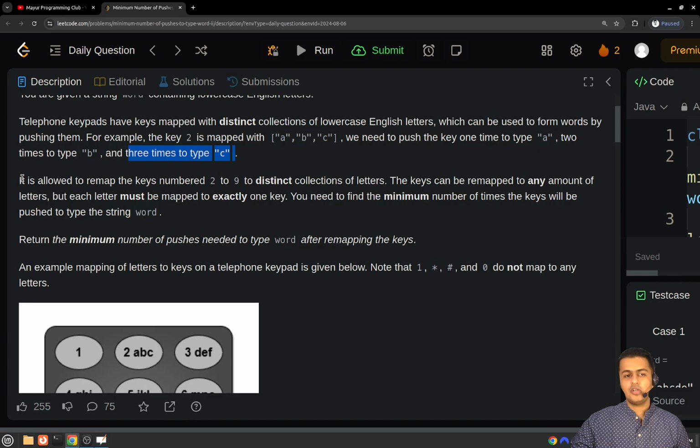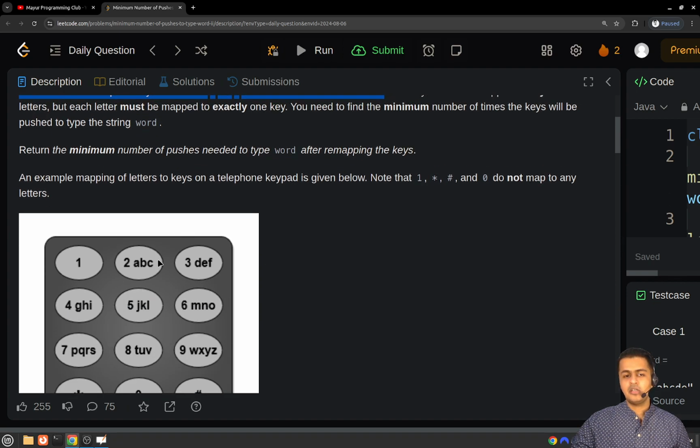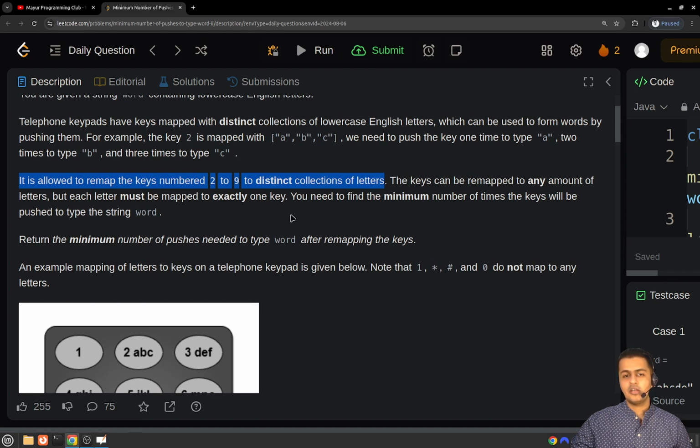Okay, so it is allowed to remap the keys from 2 to 9 to distinct collections of letters. You can also change the mapping. Let's say this is the default mapping. You can do any mapping of your wish, but those collections should be distinct. The keys can be remapped to any amount of letters. Let's say 2 can be mapped to the entire alphabet from A to Z.